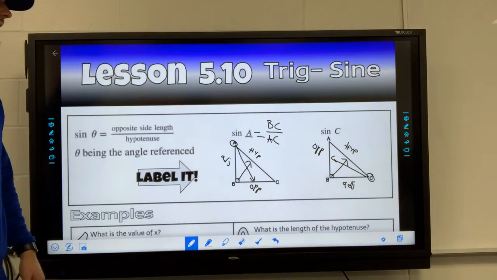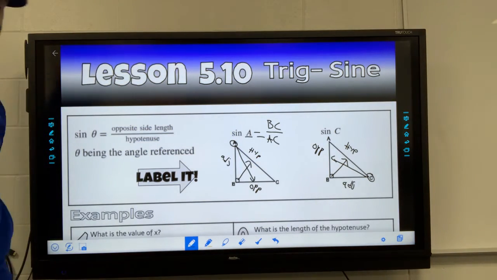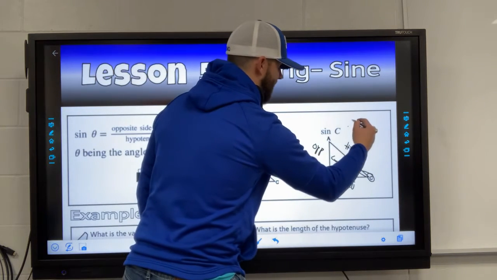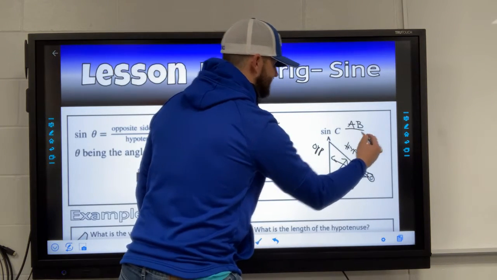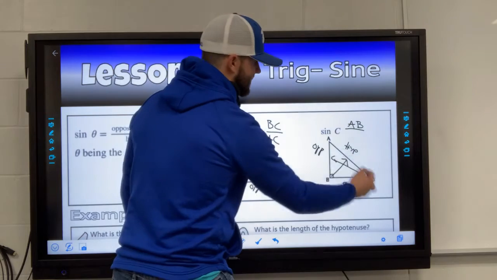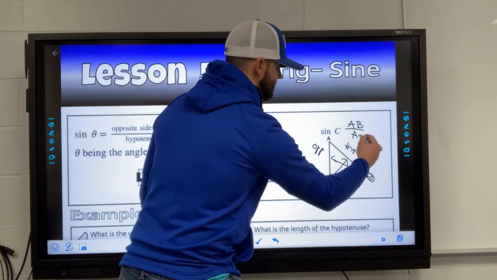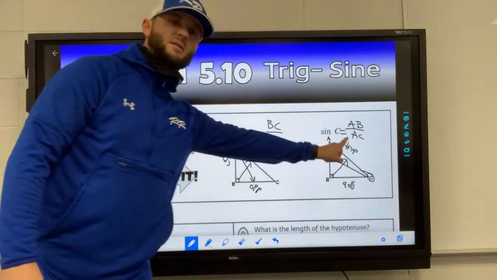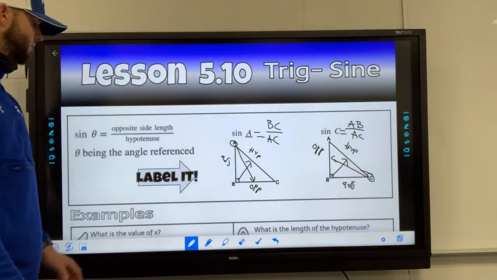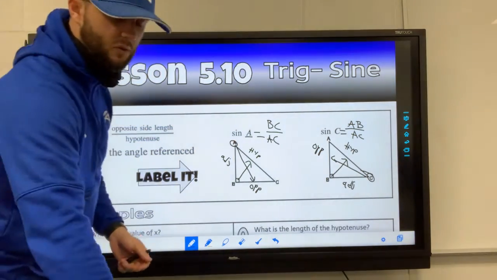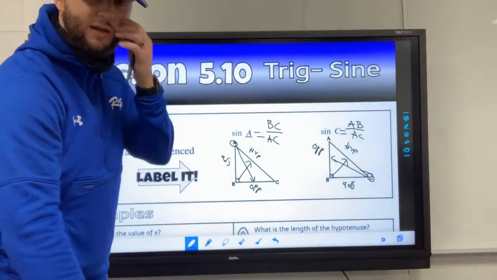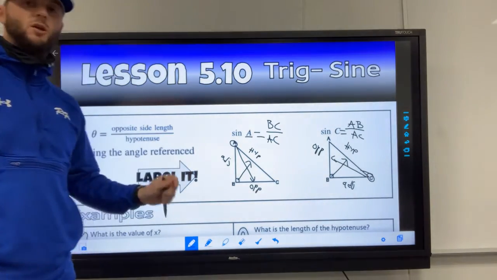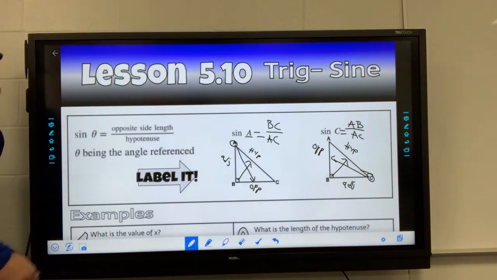So now, if I'm going to write the ratio of the sine of C, the opposite side is going to be AB. So AB goes on top. And then the hypotenuse is going to be the same, which is AC. So ladies and gentlemen, that is going to be the sine ratio of sine C right there, okay? So what we're going to do is take this. You will need a calculator, or you will need the Desmos scientific calculator on your computer, and I'm going to show you guys how this works. So let's jump over to example number 1.